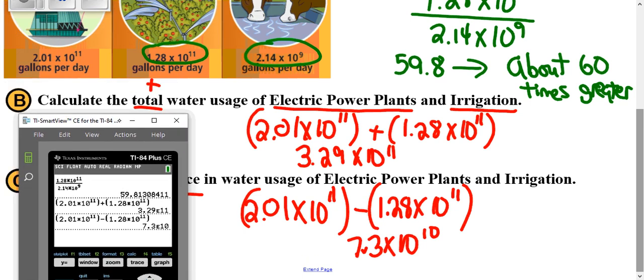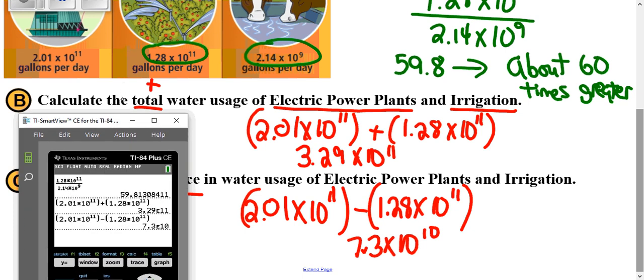So B says calculate the total water usage of electric power plants and irrigation. Total means addition, right? So electric power plants is 2.01 times 10 to the 11th plus the irrigation, which is 1.28 times 10 to the 11th, and you get 3.29 times 10 to the 11th right in your calculator. And I put that in the calculator on the second row there.